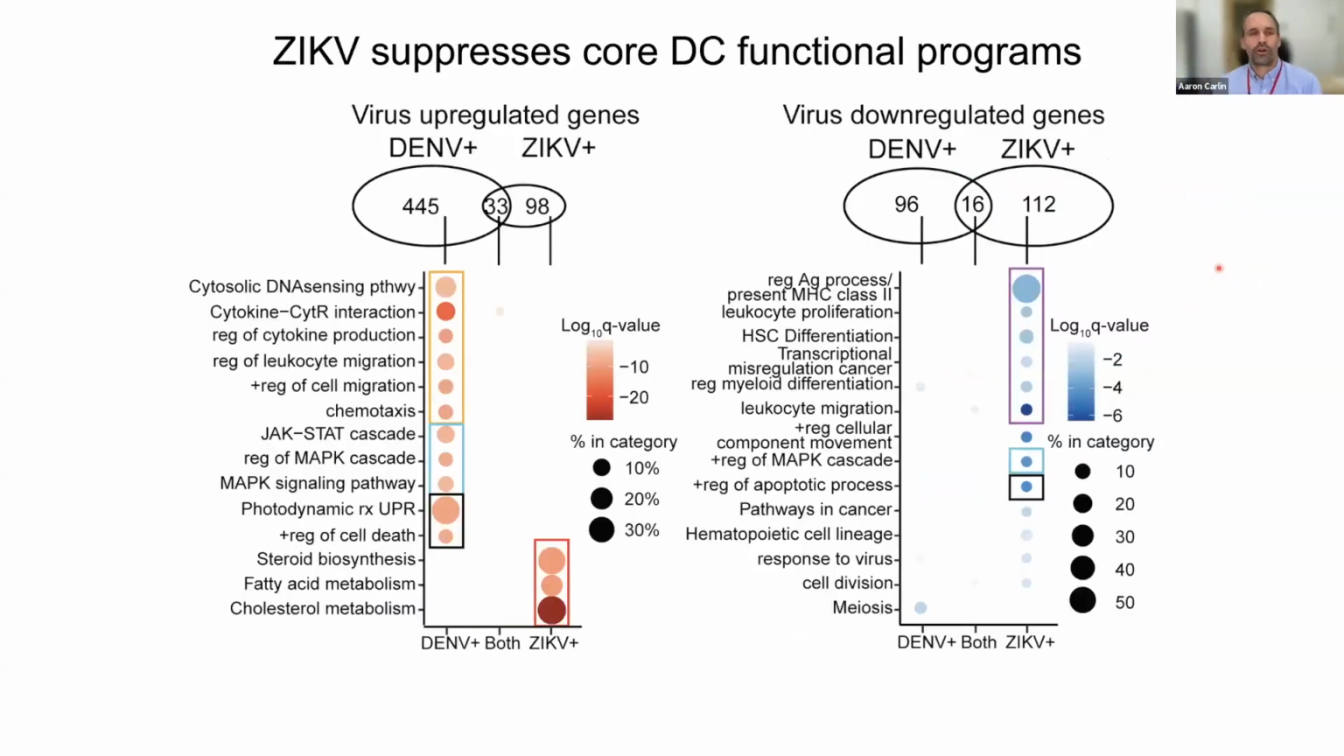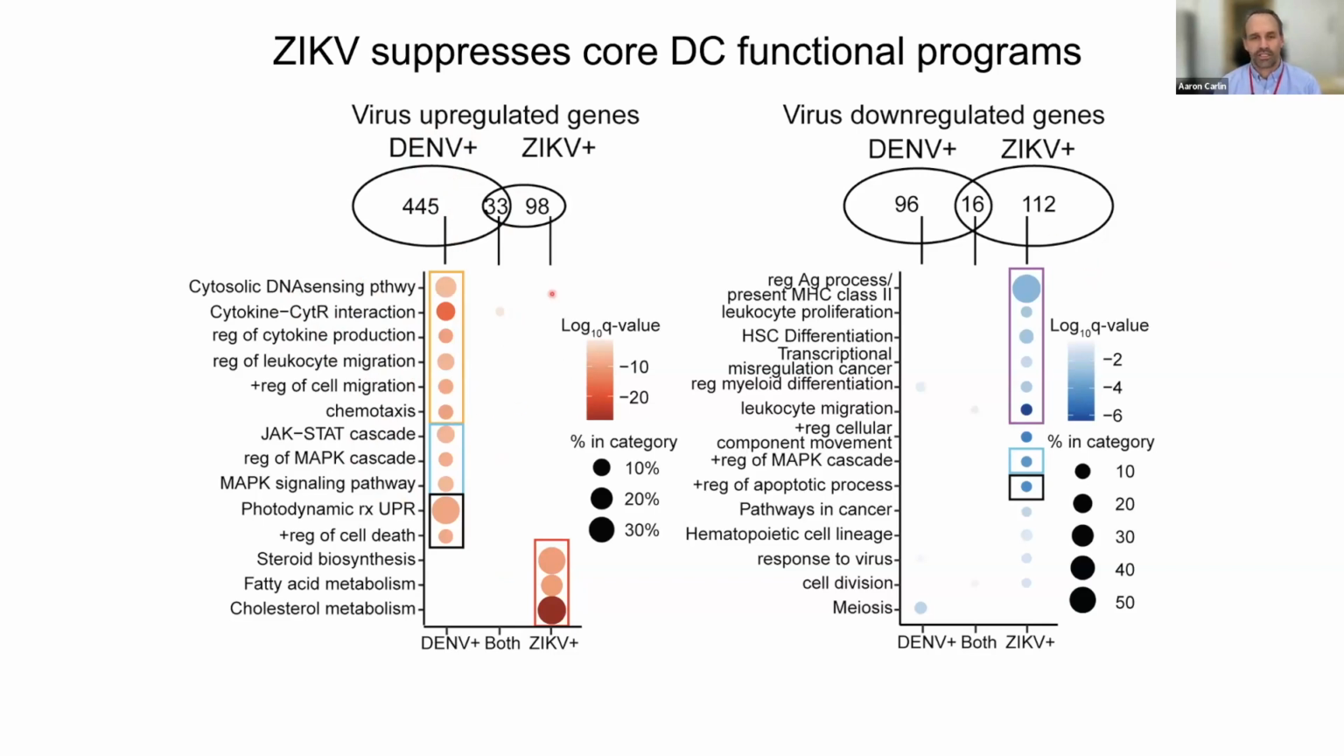So for the third part of our talk, we're going to focus on not what Zika virus is upregulating, but what it's downregulating. So if we look at dengue virus upregulation in DCs, we see cytokine production, we see leukocyte migration, chemotaxis, and upregulation of a lot of inflammatory gene expression programs. So this is kind of what you would expect a DC to do if it was infected with the virus.